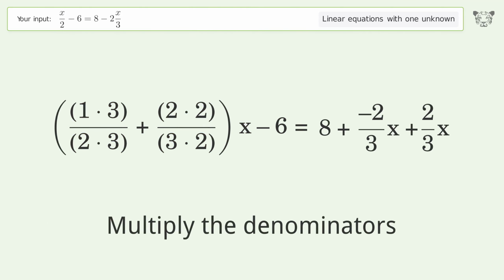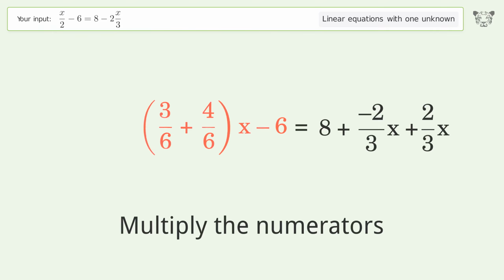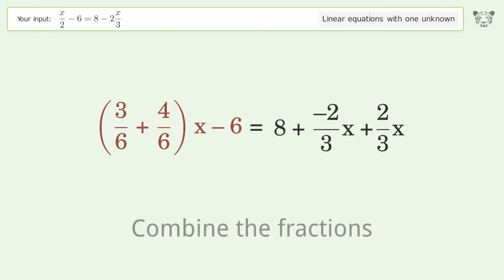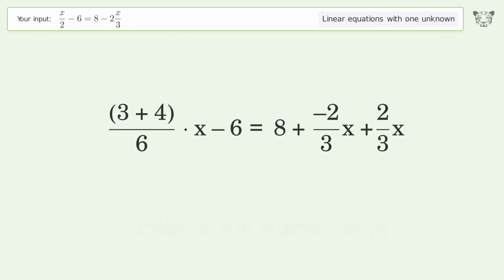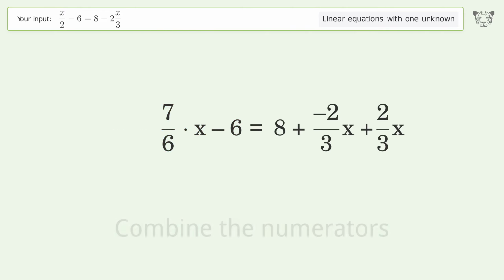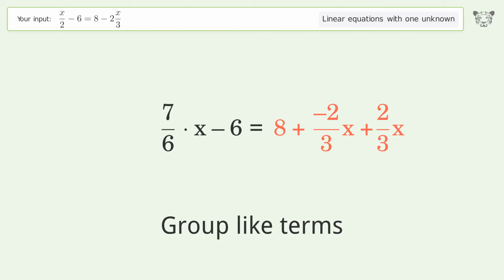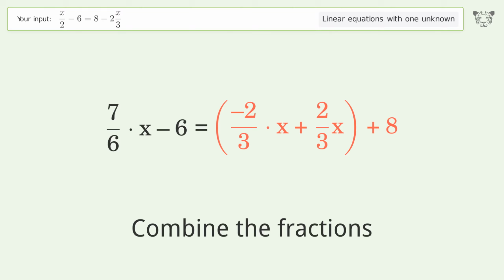Multiply the denominators. Multiply the numerators. Combine the fractions. Combine the numerators. Group like terms. Combine the fractions.